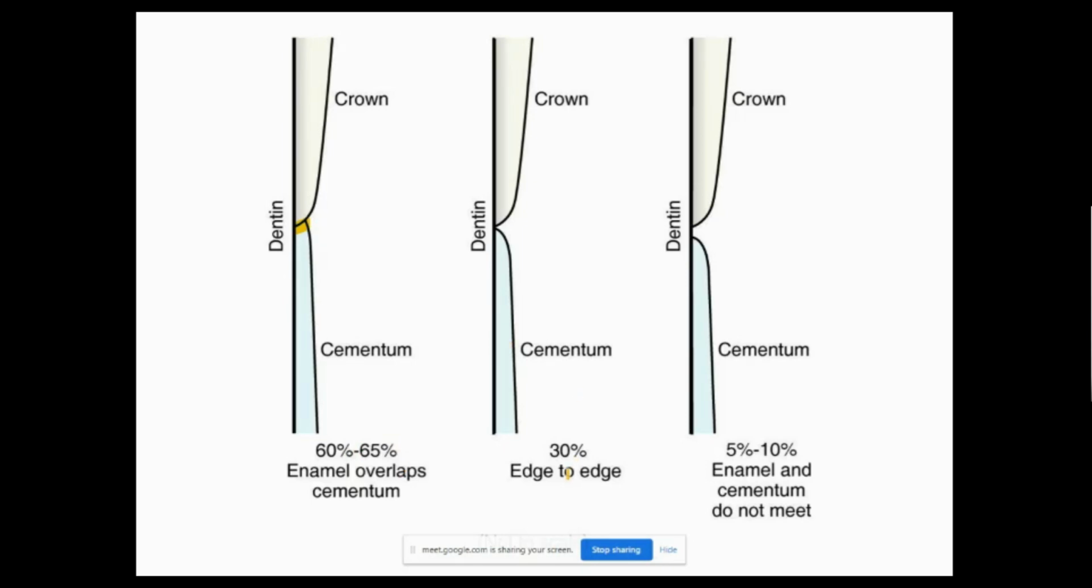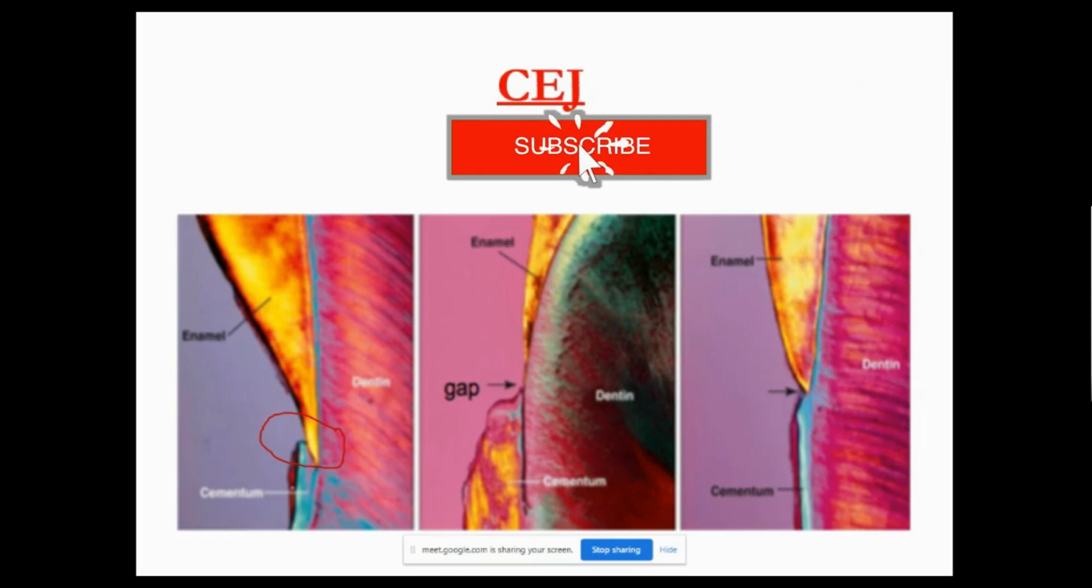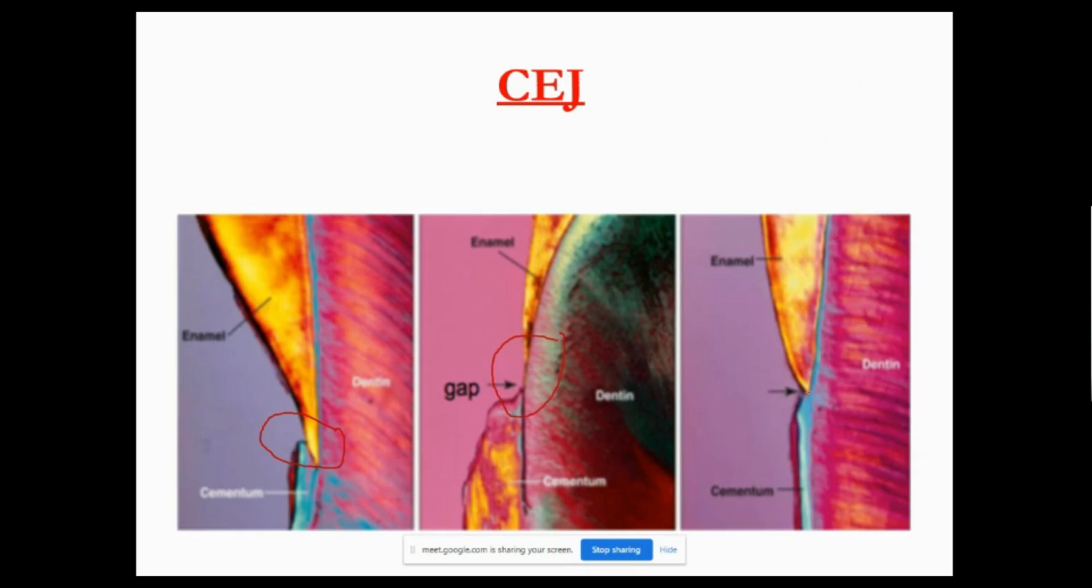Next is M, or meets. So the cementum just meets the enamel here. As you can see, there is no overlapping, it is just meeting at the junction. Another picture, again overlap. This is a very nice image. Yellow is your enamel and the blue is cementum. And this is the gap, where there is a gap between the two. And the third one is the meet.